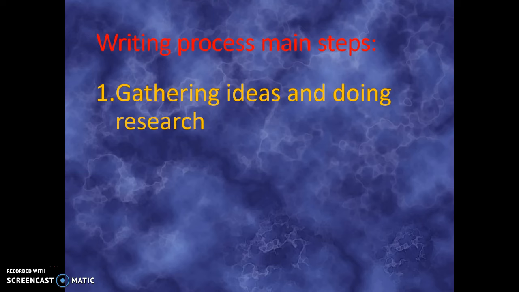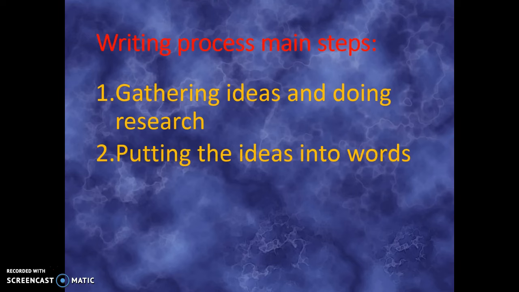There are three major parts when it comes to writing, and a lot of people don't understand this. You can actually break up the writing process into 7 steps or 100 steps, but the three main steps are: number 1, gathering ideas and doing research. Before you write anything, you have to get an idea about what you're writing about. If it's a research paper, you have to kind of do some digging and learn some information before you can write on it. Next step is putting the ideas into words.